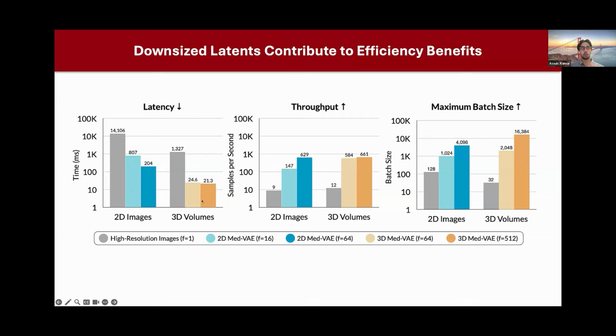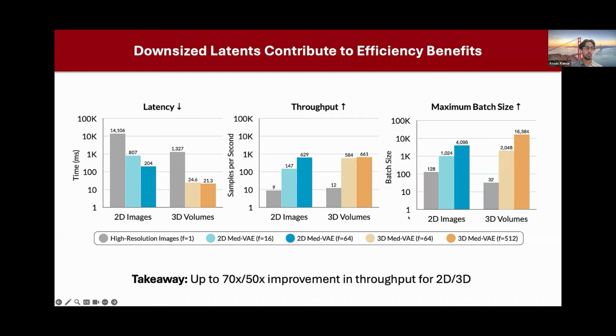And similarly for the 3D volumes, we have the 3D MedVAE at the appropriate downsizing factors. So we see that in the 2D setting, the latency decreases by around 69%, and the throughput increases by 70%, and the maximum batch size increases by 32%. And in the 3D setting, as the downsizing factor increases to 512, the latency decreases by 62%, the throughput increases around 55 times, and the batch size increases proportionally to around 512 times. And we can also think of storage costs decreasing proportionally with the actual downsizing factor.